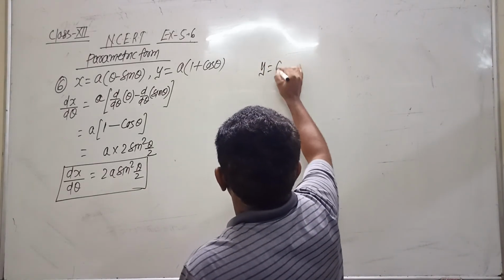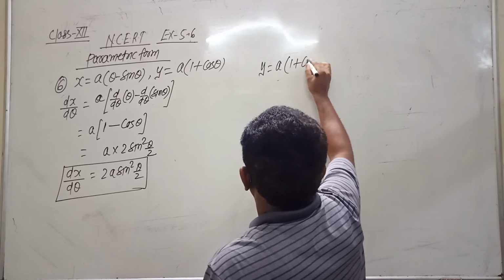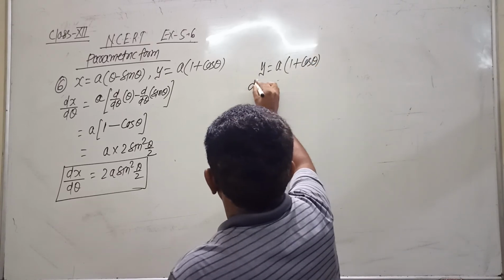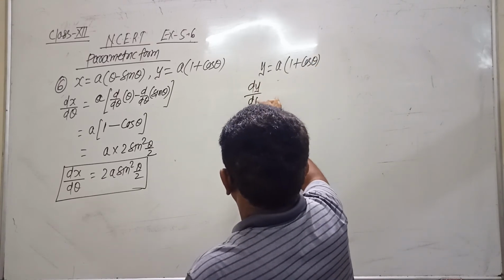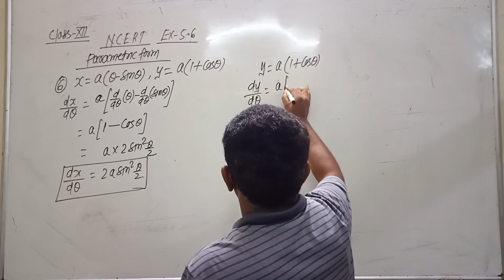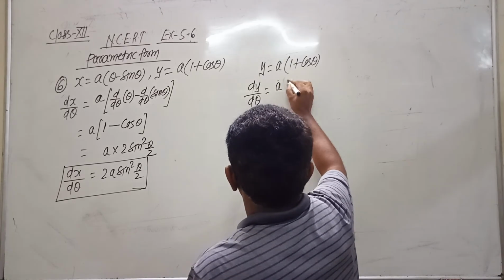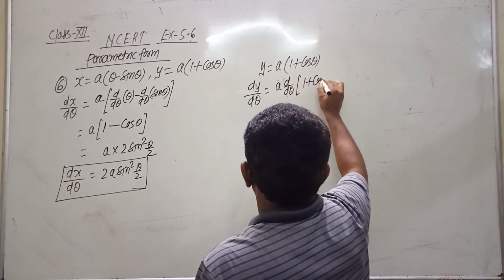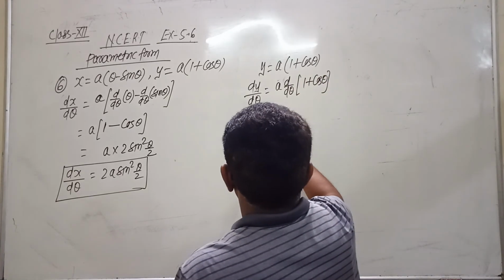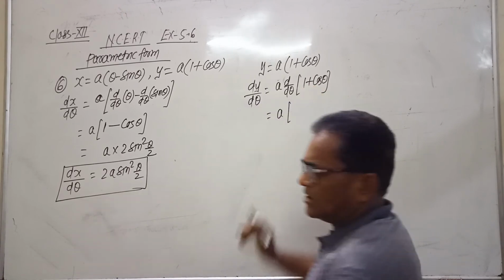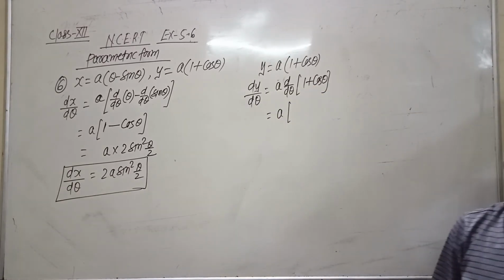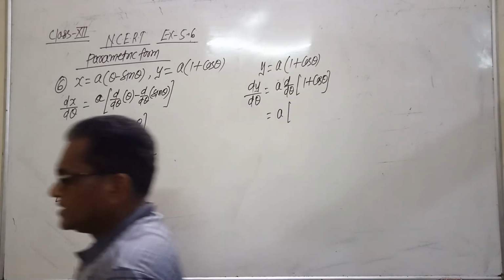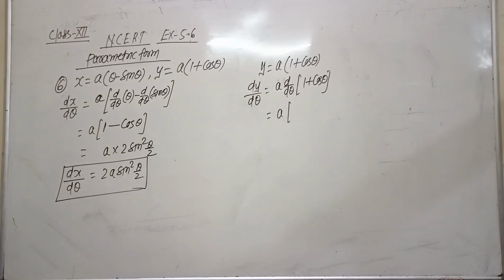The next function is y equals a in bracket 1 plus cos theta. So we find dy by d theta: a taken outside, and d by d theta of 1 plus cos theta. The differentiation of 1, the constant term, is 0.